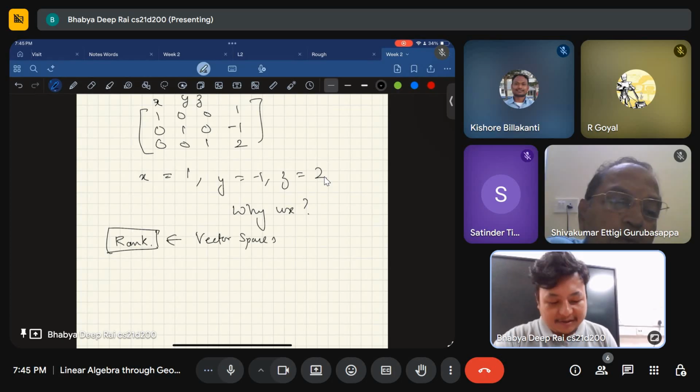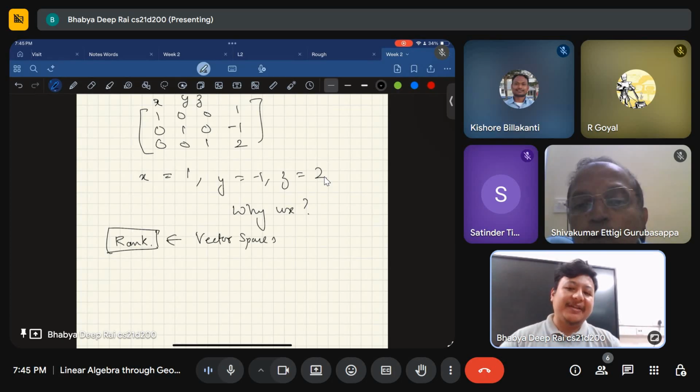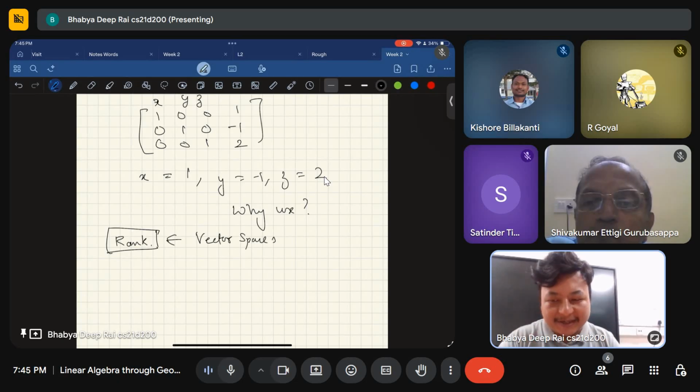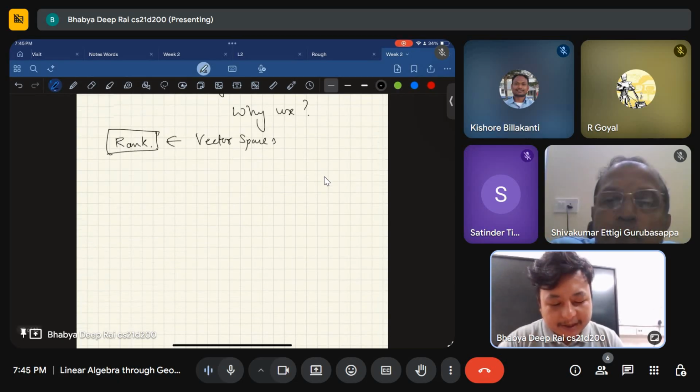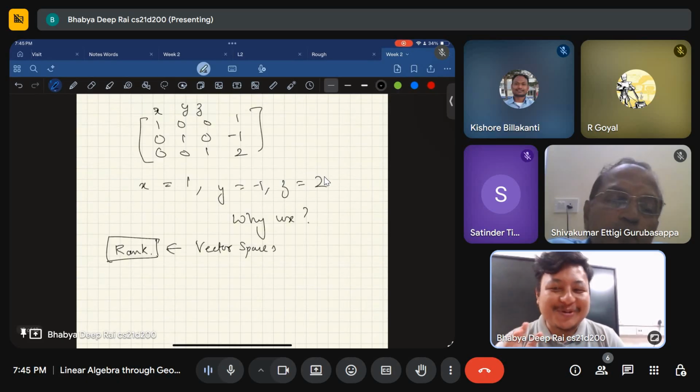When you interpret it in terms of vectors, what kind of spaces can you build? There are these concepts of span and so on. It becomes very interesting and beautiful later on. For now, bear with me that rank is an important concept.